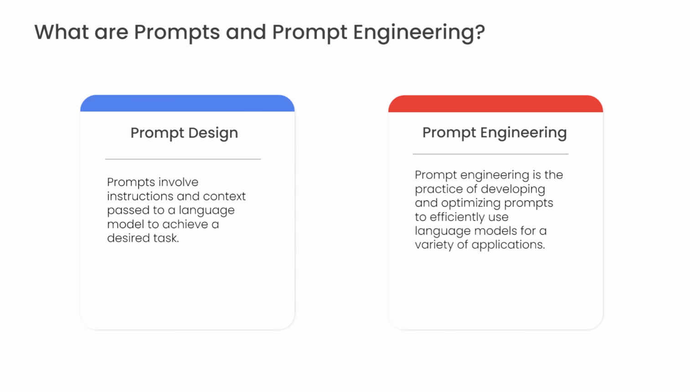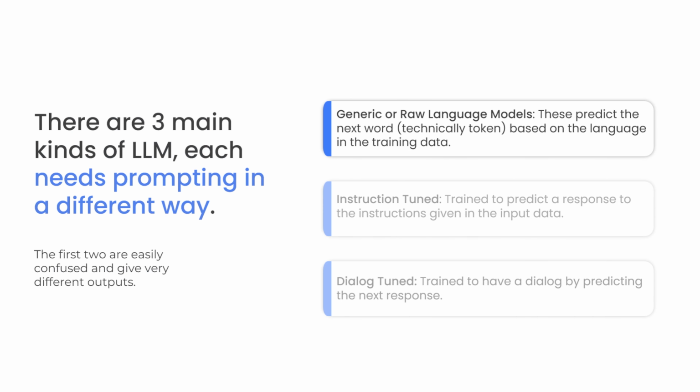There are three kinds of large language models, namely generic language models, instruction tuned models, and dialogue tuned models. Each needs prompting in a different way.